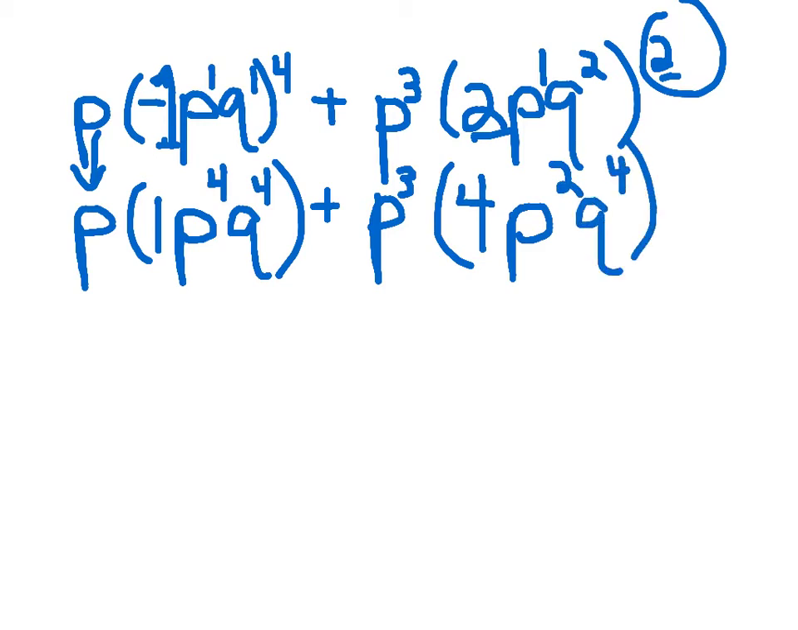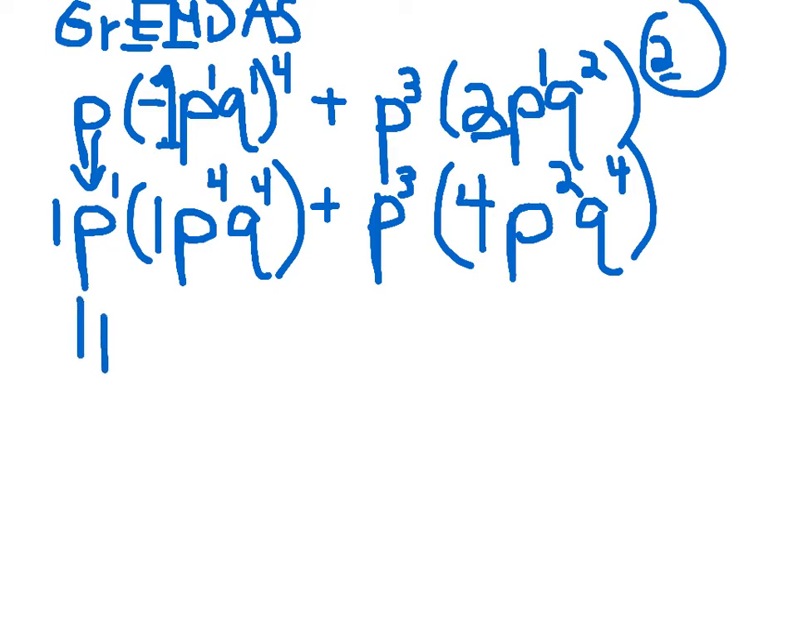Now, before I can add, I have to multiply because GREMDAS is still the order of operations. There are no grouping symbols here because there's nothing going on inside grouping symbols that we can take care of. So we've taken care of the exponent. Now we're going to do the multiplication. What's the rule? I multiply the coefficients and I add the exponents of the common bases. So I've got p to the 5th, q to the 4th.